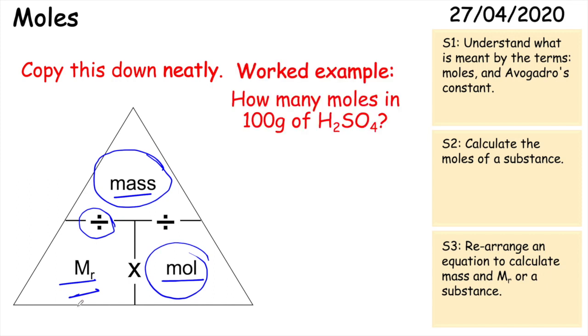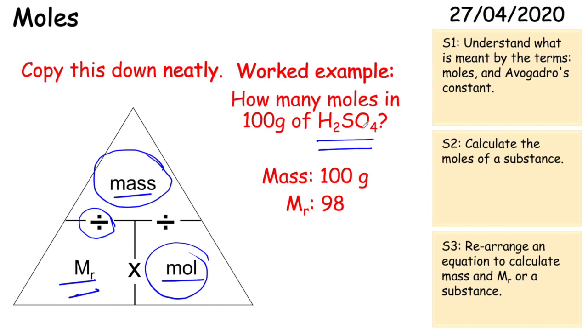How many moles in 100 grams of H2SO4? So the question's asking for moles, so I need to cover up this one here and reveal the calculation, mass divided by MR. Well, we've got the mass, it says it's 100 grams. We just need to calculate the MR of H2SO4. Now that might take you some time because there's lots of elements in here. There's hydrogen, sulfur and oxygen. Hydrogen's 1, sulfur's 32 and oxygen's 16. If you add all those up together, you get an MR of 98.